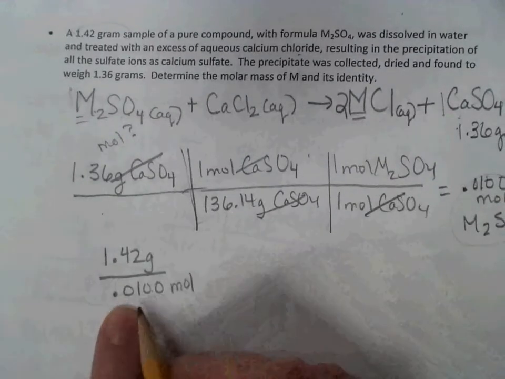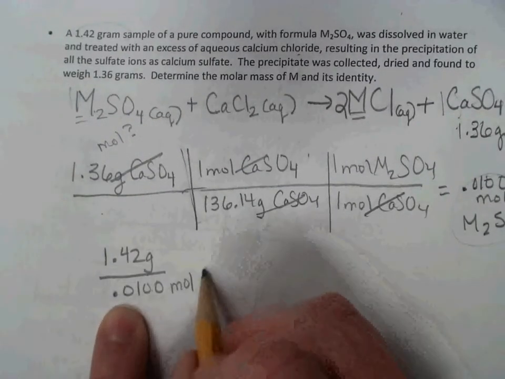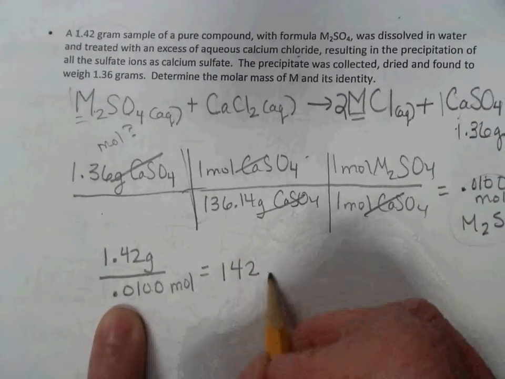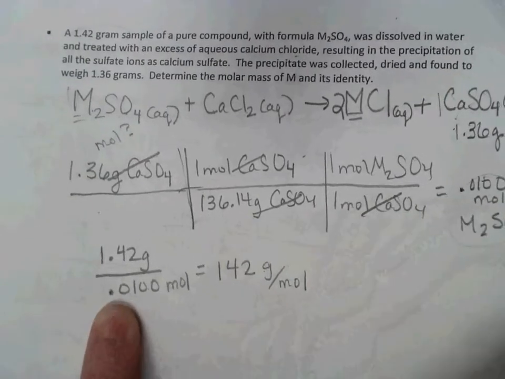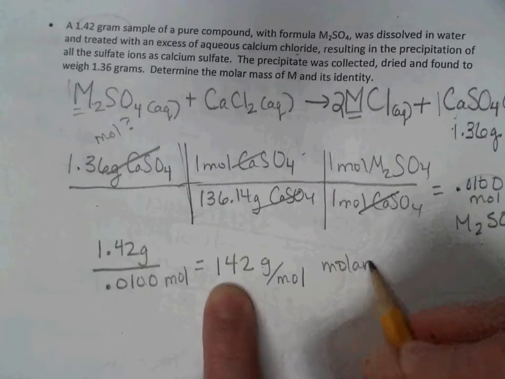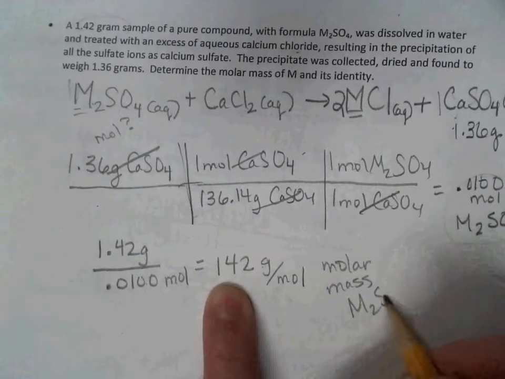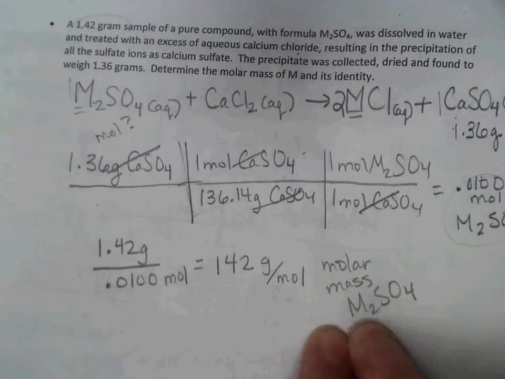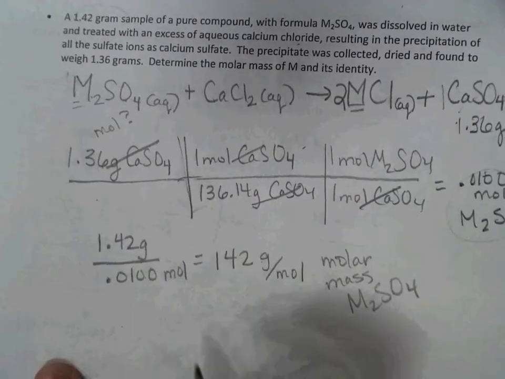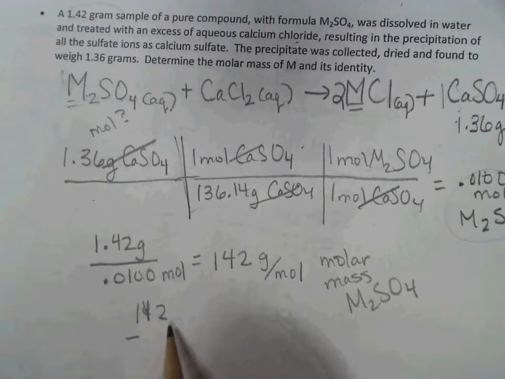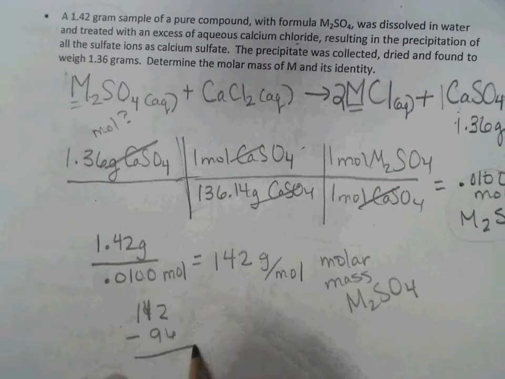So if I say 1.42 divided by 0.0100, then it tells me 142 grams per mole. What did I just calculate? The molar mass of what? Of M2SO4, right? Of that whole compound. So can I use that now to find out what M is? Yes. How? You subtract the molar mass. Right. Very, very good thinking.